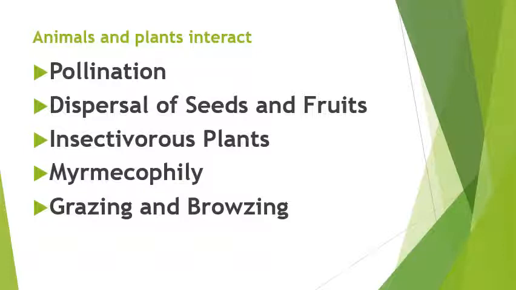This term refers to the association of ants with trees. In this kind of association, both are mutually benefited. The ants get a comfortable habitat in the trees, while the trees get protection with the help of ants, for example acacia, litchi, guava, mango, etc.